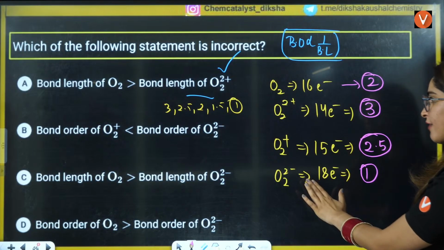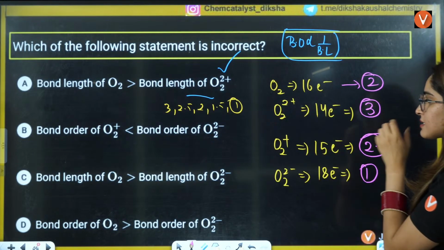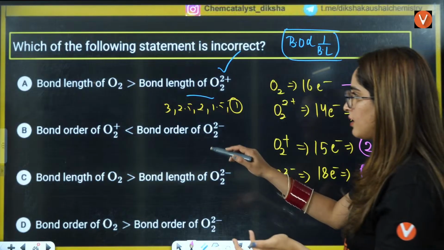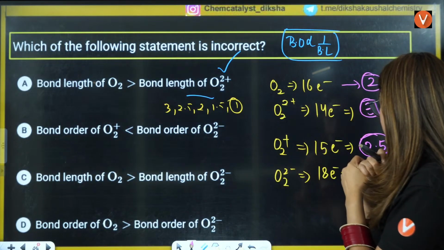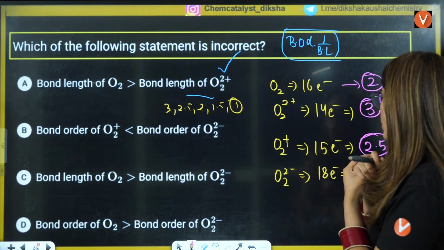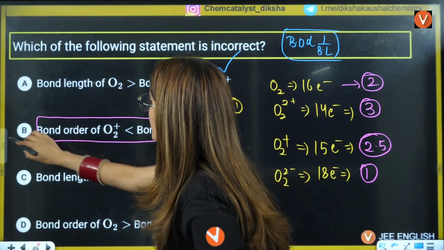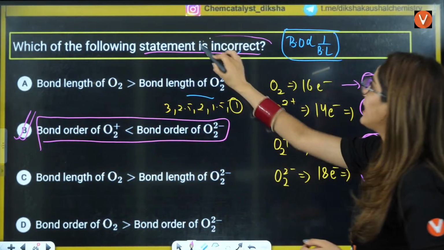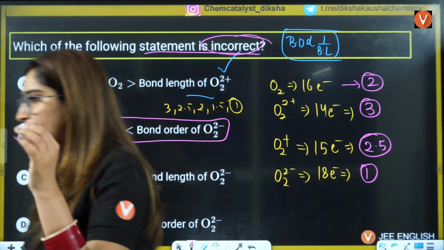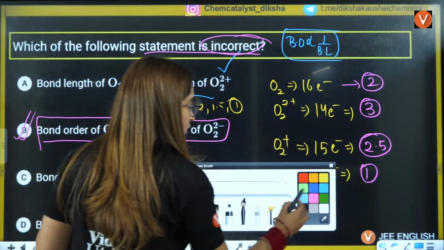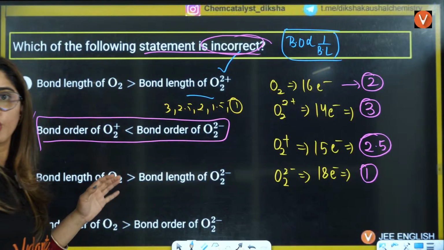O2 negative has less bond order, so that means bond length will be more. But they are talking about bond order here. Bond order of O2 positive is greater. So this statement is the incorrect one, the incorrect option here. So the answer will be B is the correct answer here. Okay? Understood? Understood or not, students?